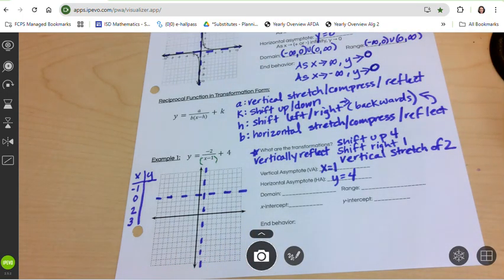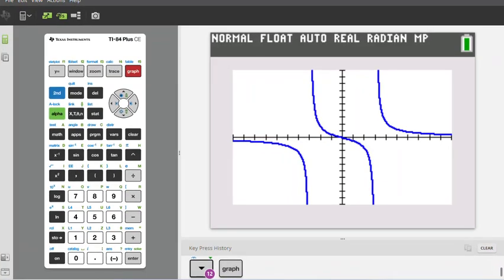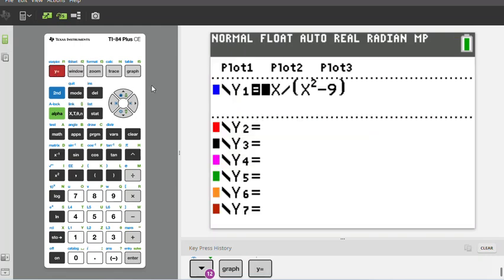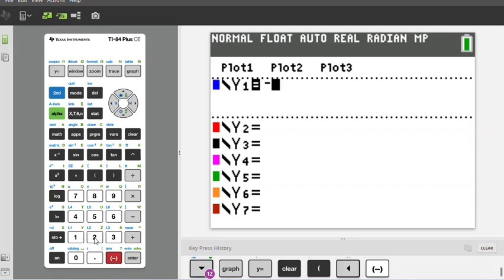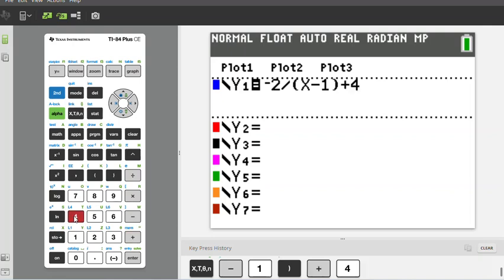All right, so press the y equals button on your calculator. And then let's graph your function. Remember the parentheses. -2 divided by x minus 1. Plus 4. Okay, so y equals button is top left. Often it is completely worn off.